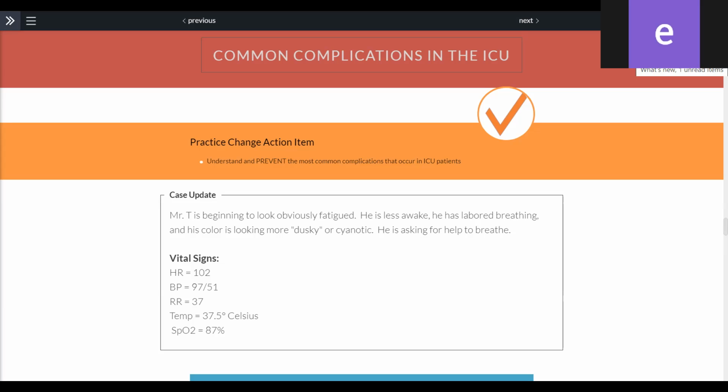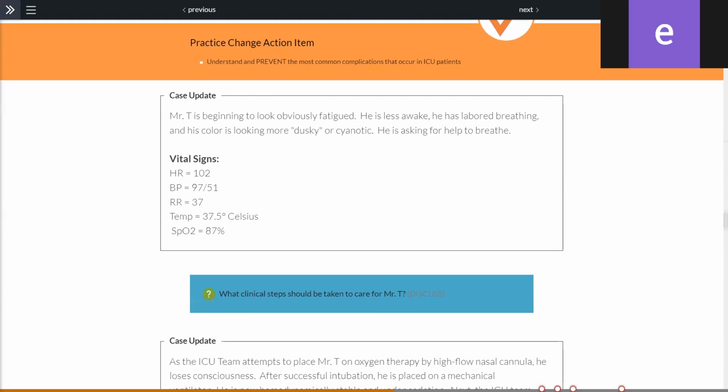His vital signs: heart rate is 102, that is tachycardic. His blood pressure has dropped to 97/51. Respiratory rate has increased to 37. Temperature has also increased to 37.5, and his saturations have dropped to 87%.